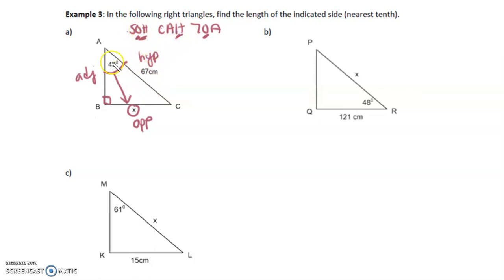Okay, if you can see, we should be using sine because we have 2 out of the 3. We only underlined the H here and the O here, so we're not going to use those. We're going to use sine of the angle equals opposite over hypotenuse.